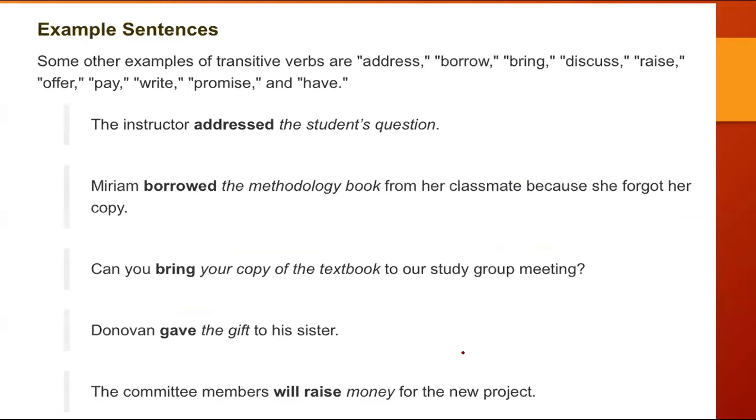The instructor is the subject. What else? Address is the verb. What else? And the student's question is the object. Why is the student's question the object? How do you know that? What question do you ask to know that the student's question is the object? Because it's the object that is to the instructor, right?